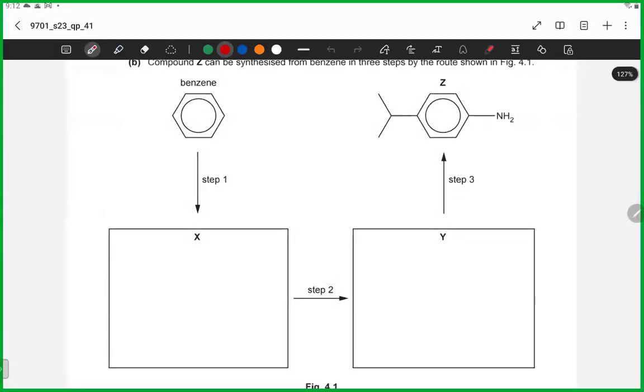So the only trouble is, I have to be careful about 2,4,6 and 3,5. If I take a benzene and I nitrate, I've got two options. Either I do alkylation first or I do nitration first. Now, let's say I do alkylation first and I attach a carbon chain to it.